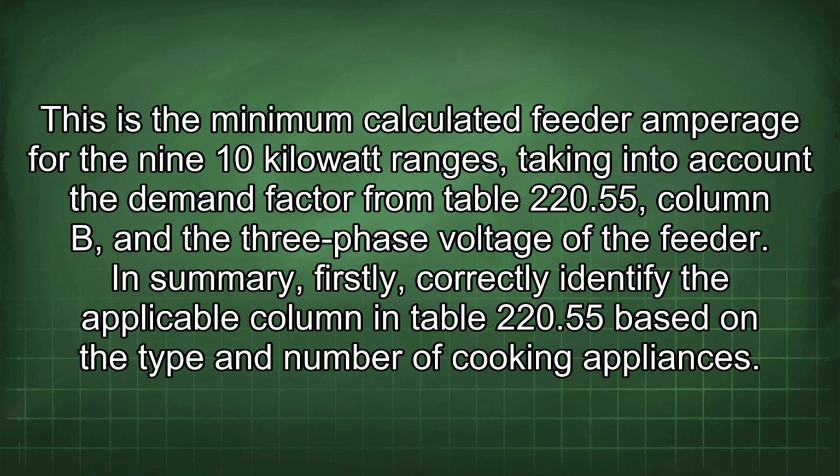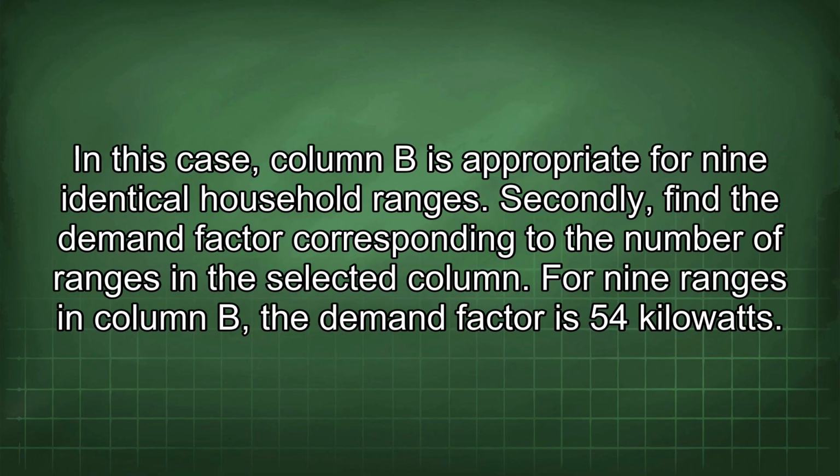This is the minimum calculated feeder amperage for the 9 10-kilowatt ranges, taking into account the demand factor from Table 220.55, column B, and the 3-phase voltage of the feeder. In summary, firstly, correctly identify the applicable column in Table 220.55 based on the type and number of cooking appliances. In this case, column B is appropriate for 9 identical household ranges. Secondly, find the demand factor corresponding to the number of ranges in the selected column. For 9 ranges in column B, the demand factor is 54 kilowatts.